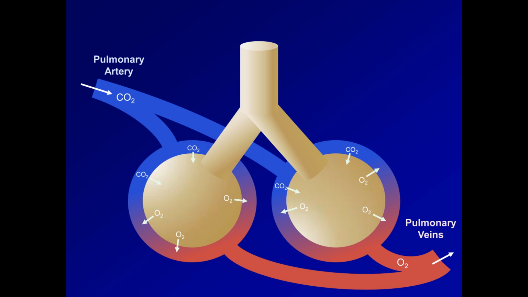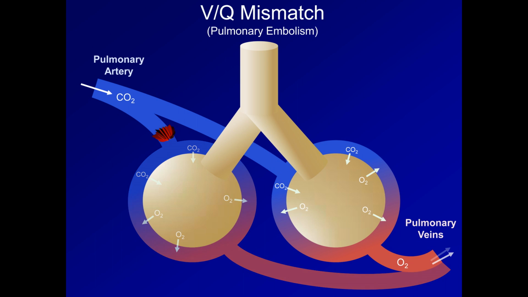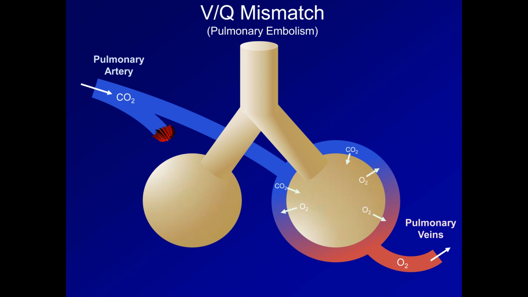A different form of VQ mismatch occurs with a pulmonary embolism, often abbreviated PE. In a PE, a blood clot forms in a peripheral vein and is launched into the venous circulation, where it travels until reaching a vessel too small to allow it to pass through. There it will completely obstruct the flow of blood. Alveoli that are adjacent to the now non-perfused pulmonary capillaries are known as the alveolar dead space. Dead space is the part of ventilation that does not participate in gas exchange.